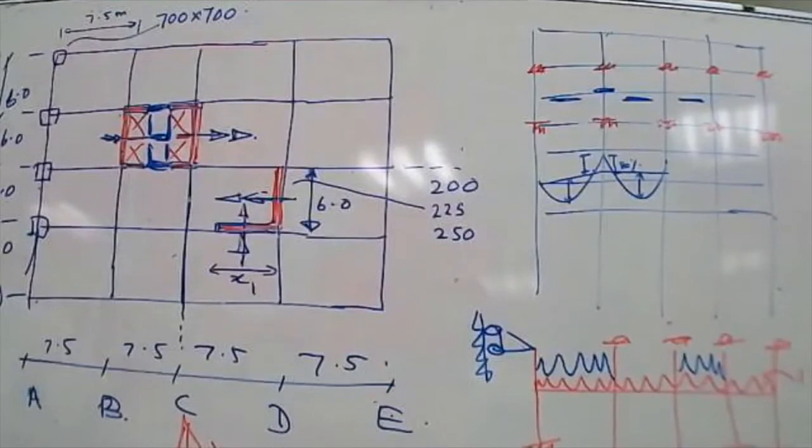If it is braced, you can go for up to about 30%. But generally, I would like to stay somewhere around 20%. Is that clear? Clear, sir.